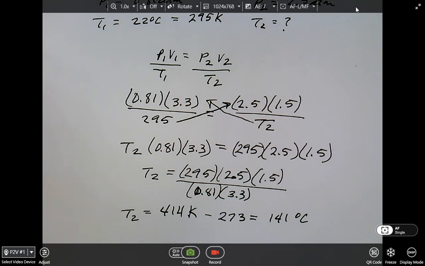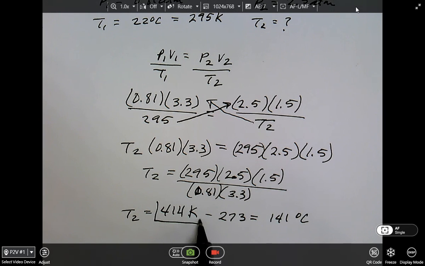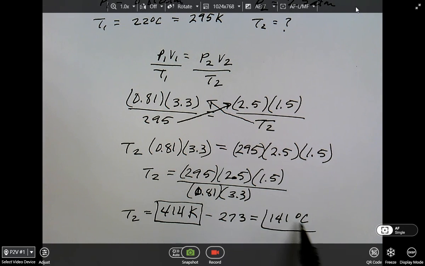So either one of these answers is correct. I'm okay with it in class if you put it as 414 on the worksheets or a quiz, unless I specifically ask for it. But again, if it's a multiple choice question or I ask you to put it in degrees Celsius, subtract 273, and this is also an answer. So either one of those answers is just fine with me.